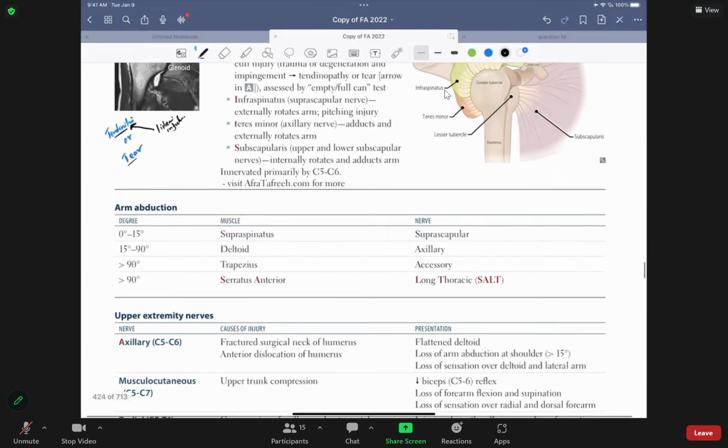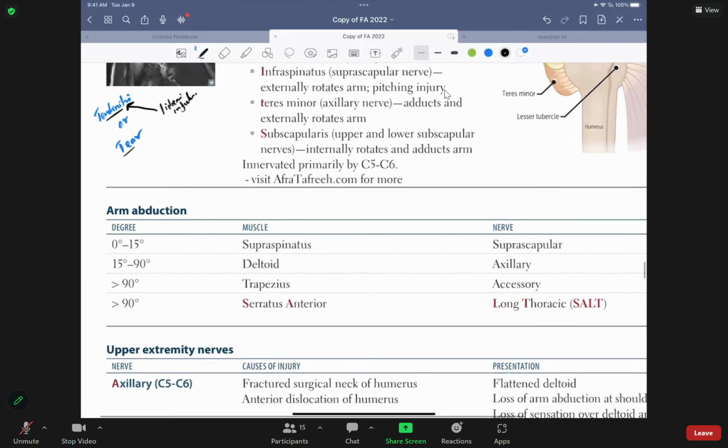Okay. Now, let's talk about arm abduction. Everybody misses this question, folks, because I know where they go wrong. What does abduction mean? If I ask you to do abduction, how do you do it? This is abduction. Is that clear, folks? So basically going up is abduction. Now, if I'm standing here and going like this, look at that. The first 15 degrees, let's say this much, is actually done by the supraspinatus muscle and the suprascapular nerve.